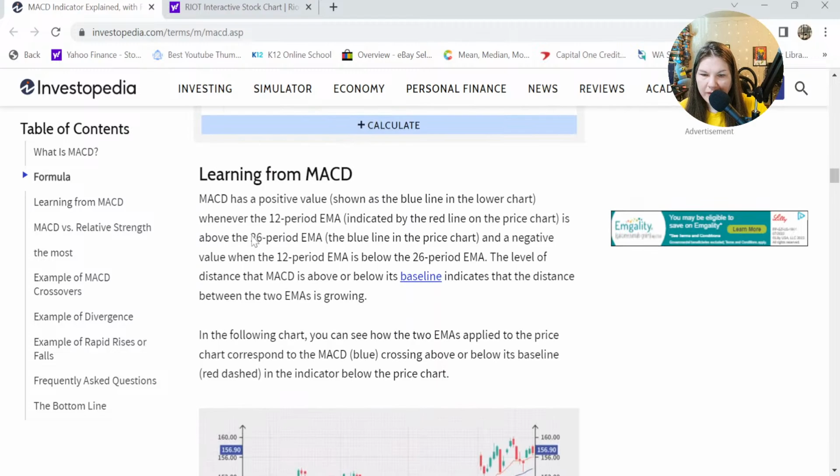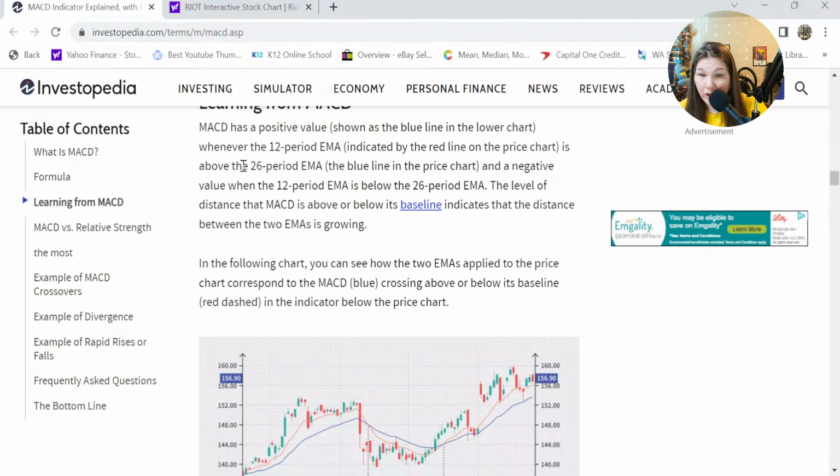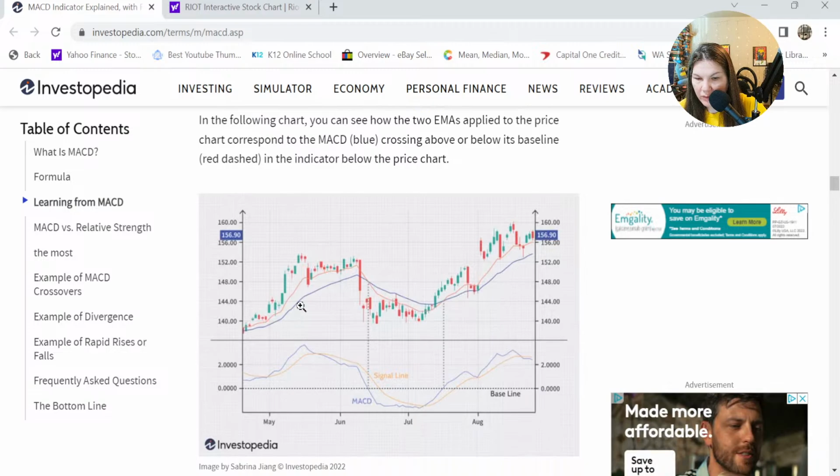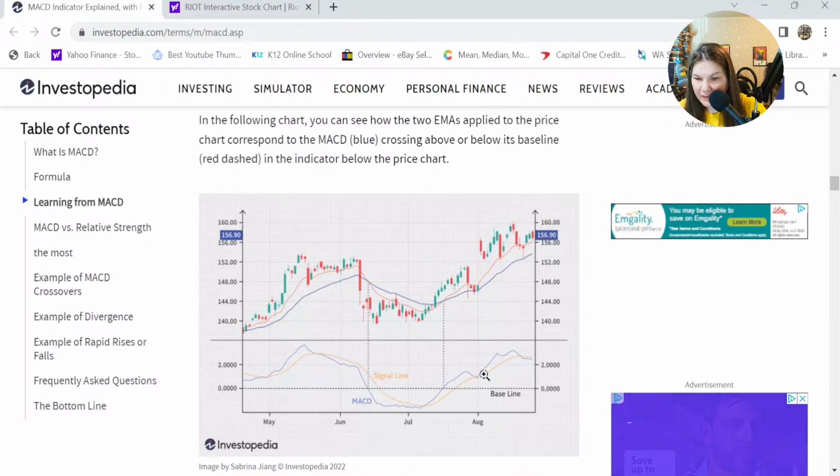So, learning from MACD. MACD has a positive value, shown as the blue line in the lower chart, whenever the 12-period EMA, indicated by the red line, is above the 26, the blue line, and a negative value when the 12-period EMA is below. The value of the distance the MACD is above or below its baseline indicates that the distance between the two EMAs is growing. Okay. So one's negative. We got two lines. They put them down, MACD and a signal line.